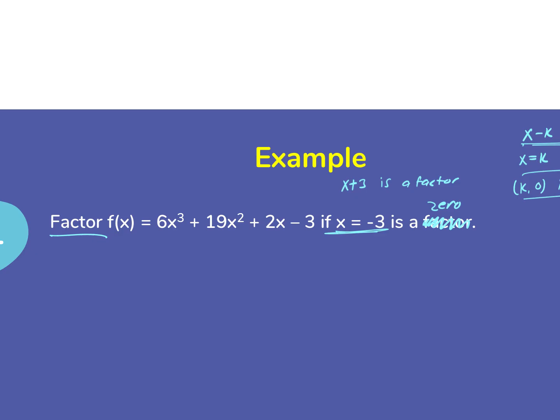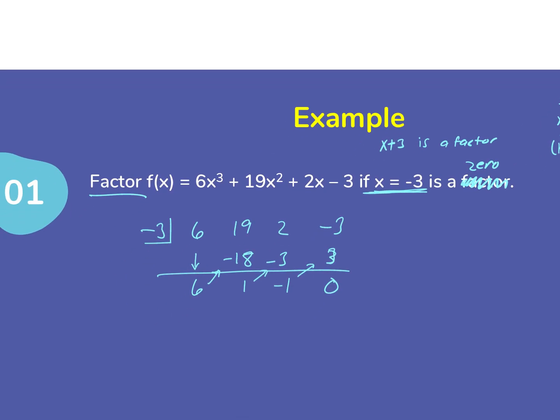Given x equals -3 is a 0, that means that when I do synthetic division with -3 in that box and my coefficients right beside it, I'm going to get 0 as the remainder. Let's verify that that's true. I bring down the 6, then 6 times -3 is -18. 19 minus 18 is 1. 1 times -3 is -3. 2 minus 3 is -1. And -1 times -3 is 3. And -3 plus 3 is 0. So we do get that it's a 0.